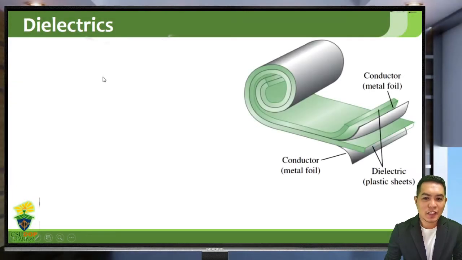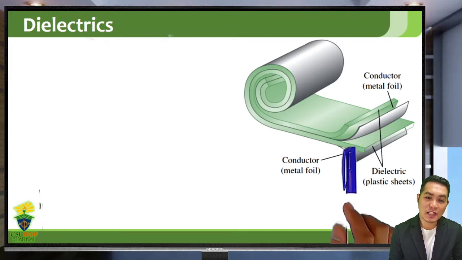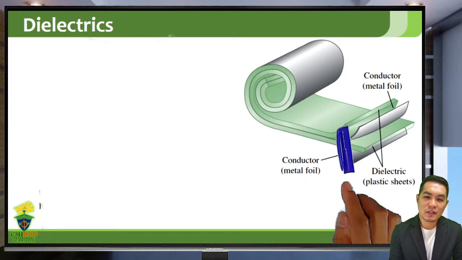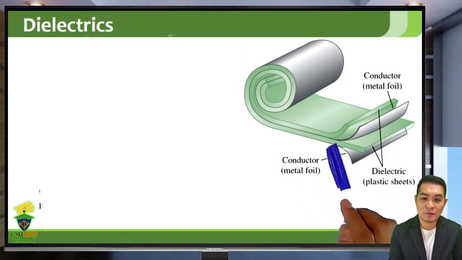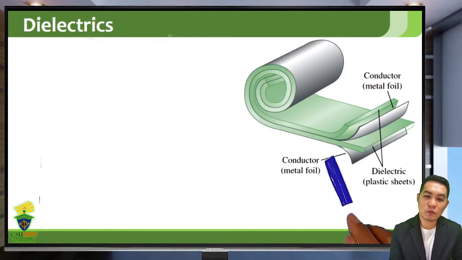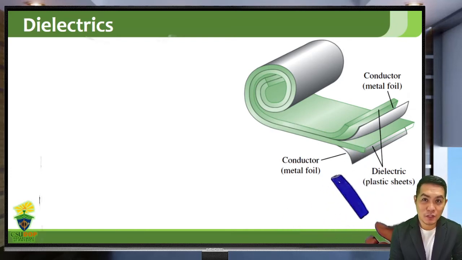So a dielectric is essentially an insulator. This is an example of how to make a cylindrical capacitor. You just have two metal foils, such as aluminum foil, and you place a plastic sheet in between them and another plastic sheet after the top metal foil, so that you can roll it around without the two metal plates touching each other. Because if the two plates touch each other, then that will discharge your capacitor.